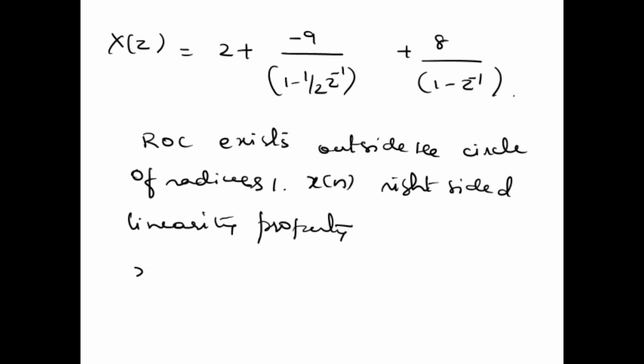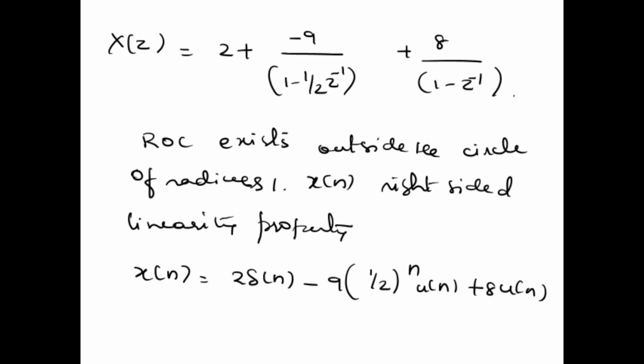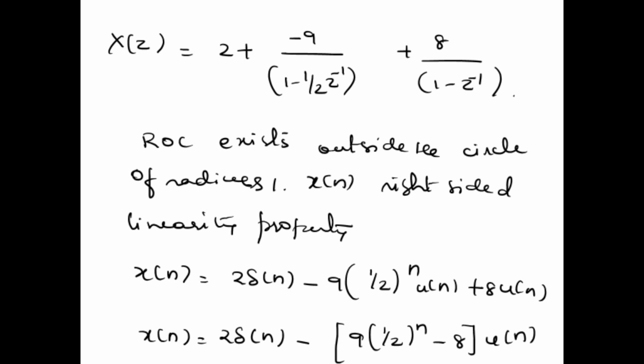we get x of n is equal to 2 into delta of n minus 9 into half to the power n into u of n plus 8 into u of n, or x of n is equal to 2 into delta of n minus 9 into half to the power n minus 8 into u of n.